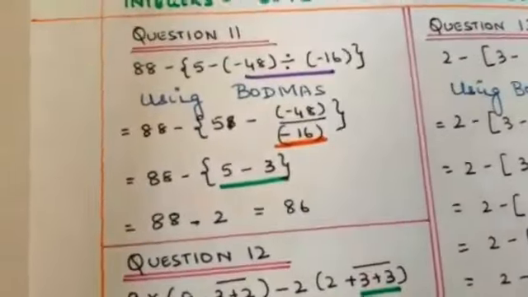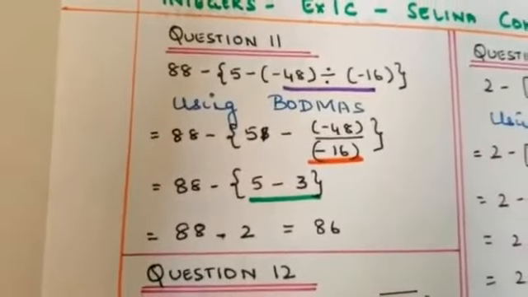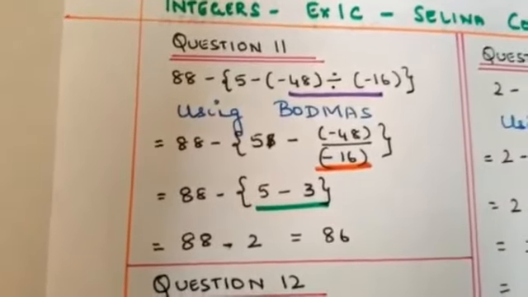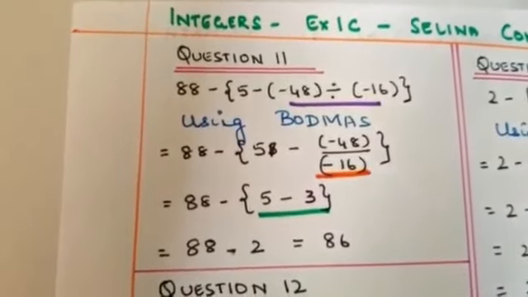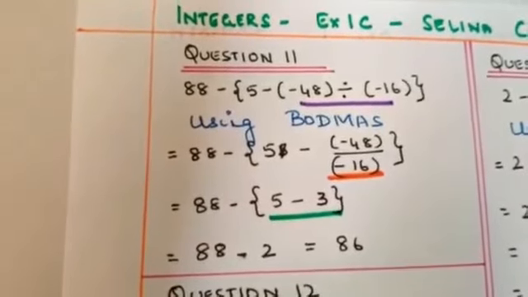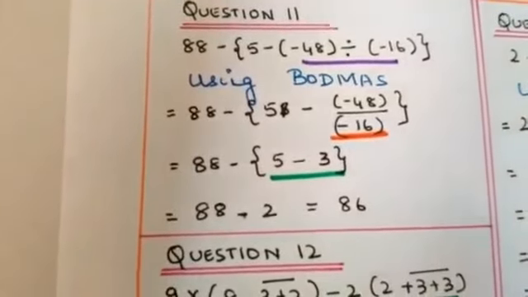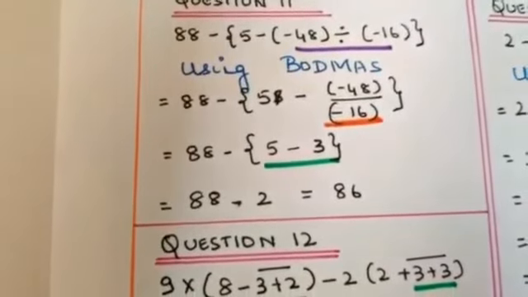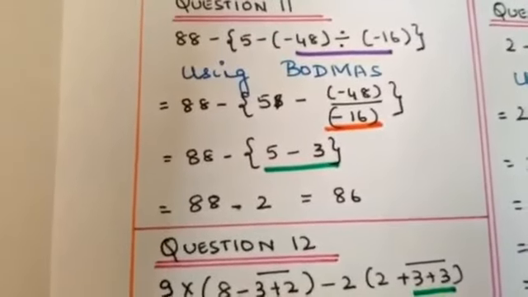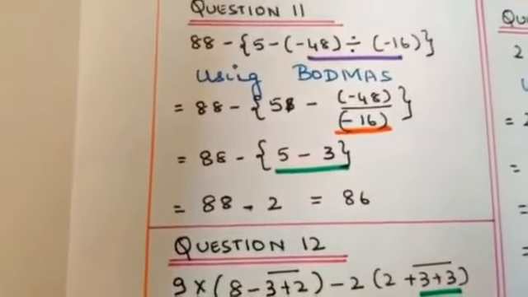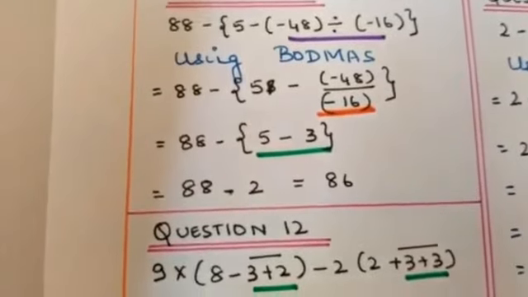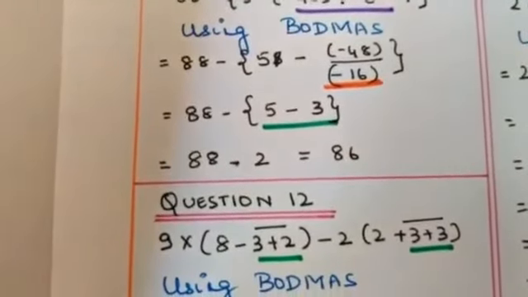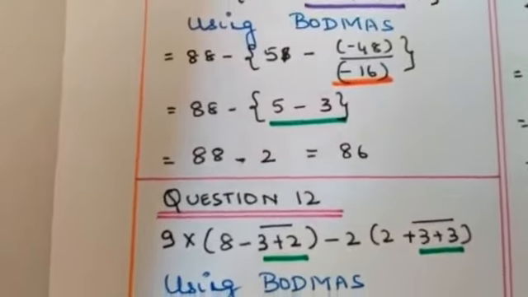Moving on to the last three sums, which are very simple. Question number 11. 88 minus 5 minus of minus 48 divided by minus 16. BODMAS again here, and there is no simple bracket, that's only for the signs that they have used. You will use the flowery bracket which is there. So it becomes 88 minus 5 minus of minus 48 divided by minus 16. You already know minus divided by minus is plus, 48 by 16 is 3. So you have a minus sign outside, minus into plus becomes minus, therefore 5 minus 3. So it becomes 88 minus 5 minus 3, that is 88 minus 2, that is equal to 86.